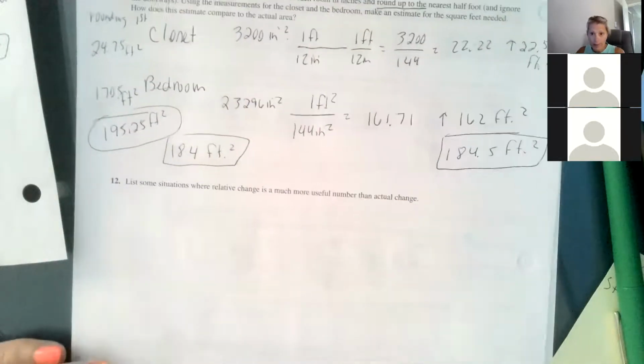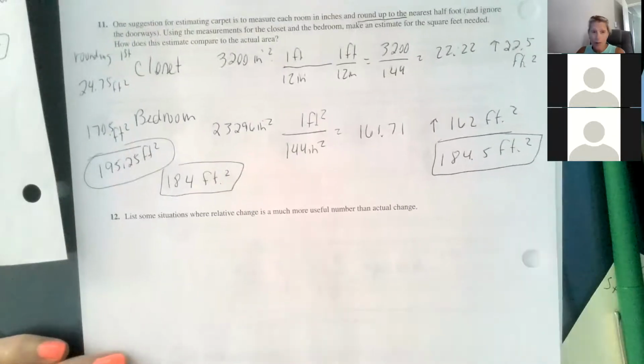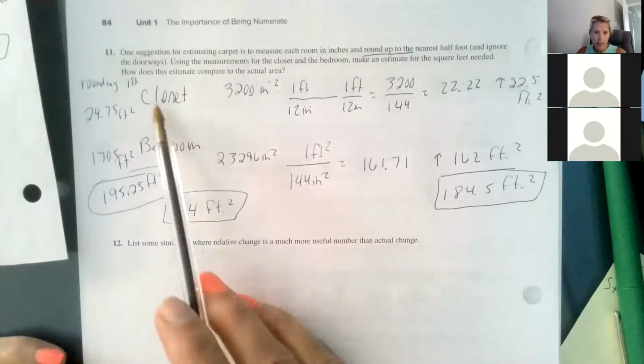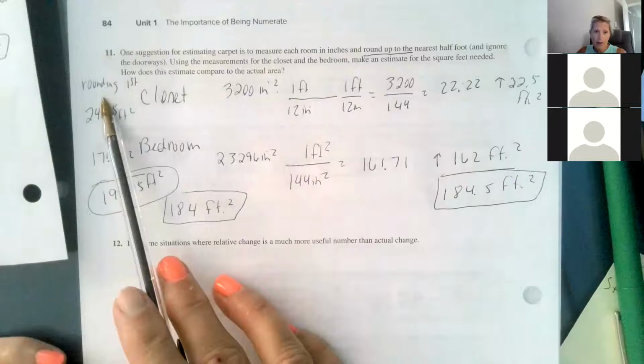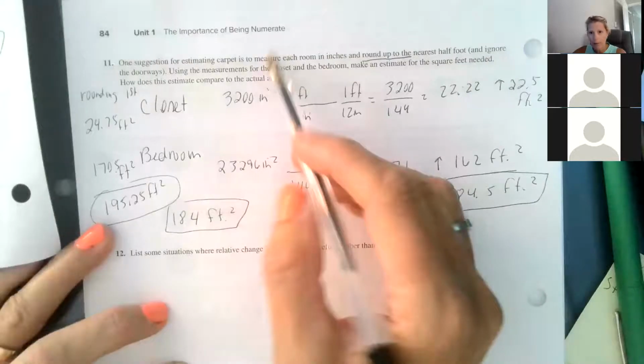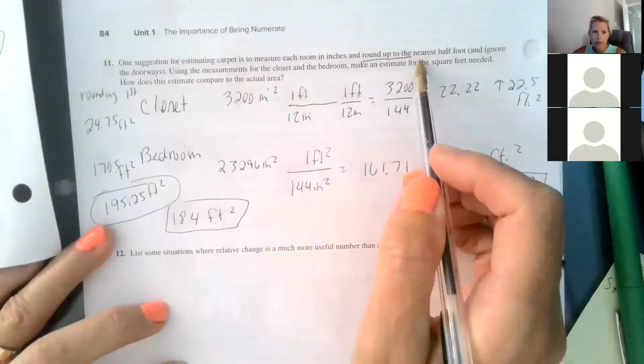Those are all kind of different, right? Depending on at what point do you round? At what point do you change your inches to feet? So I'm thinking actually this 195.25 is probably how they do that, because it says measure each room in inches, which we did, and then round up to the nearest half foot. So we should have probably done our unit exchange first and rounded, is my guess there.